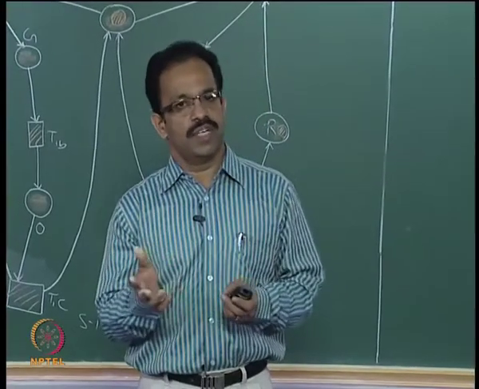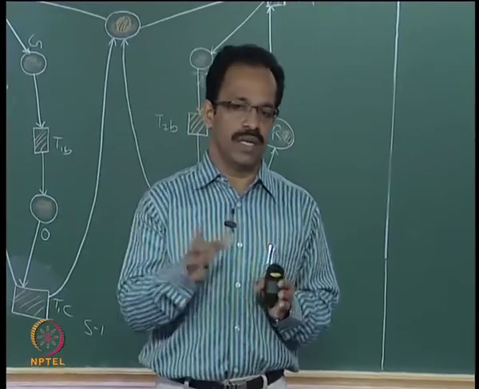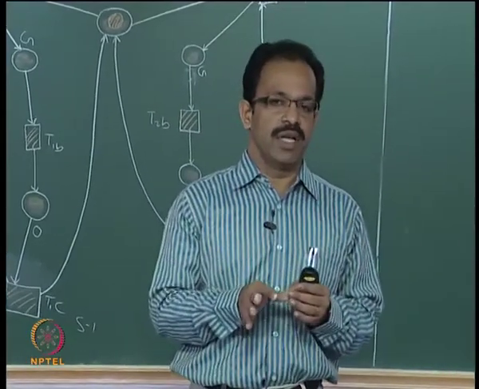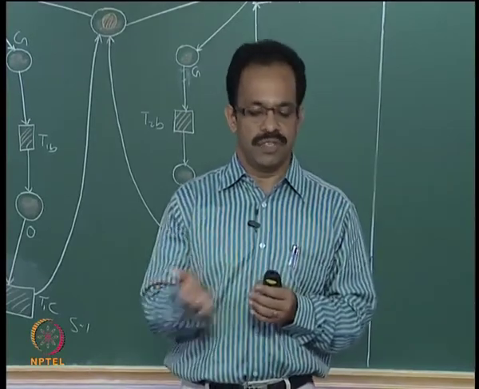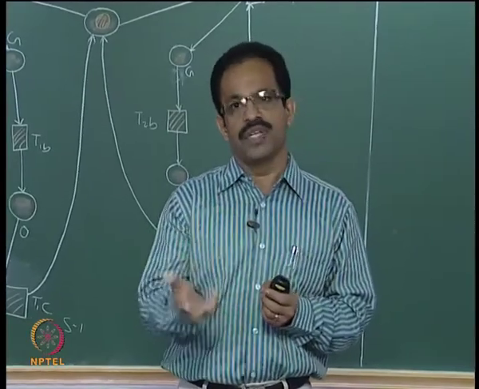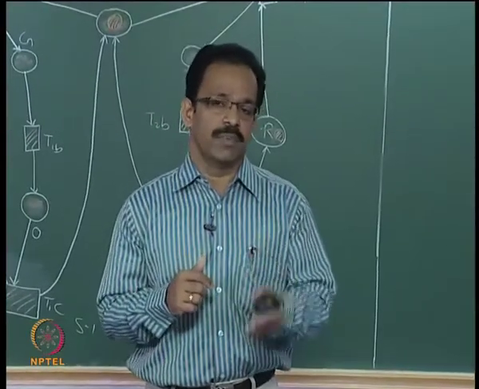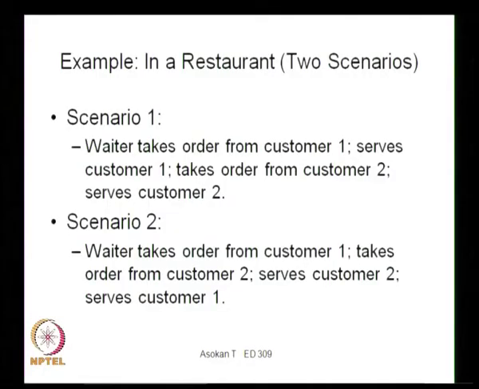So as I mentioned, Petri nets can show all the behavioral dynamics, and can show the concurrency and the synchronization. The same way, we can represent this situation using a Petri net. So you can see here we have two scenarios we are representing. Scenario 1 is that the waiter takes the order from customer 1 and serves customer 1, takes the order from customer 2, serves customer 2. Customer 2 will be waiting till customer 1 is served.